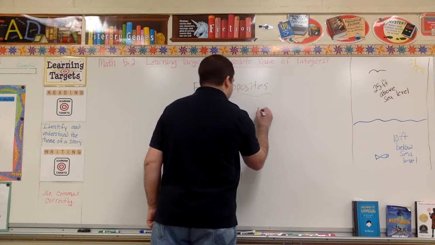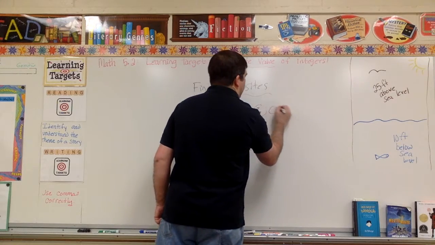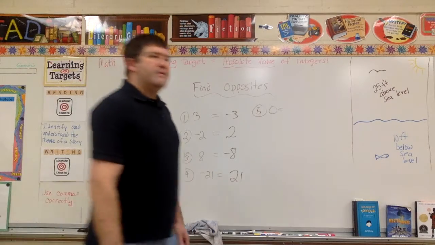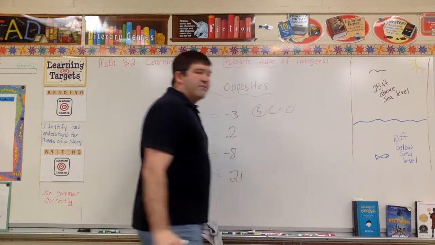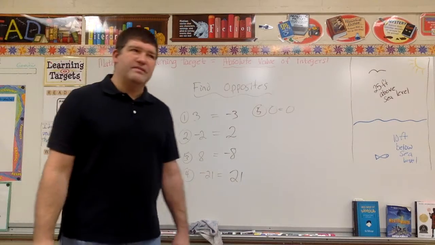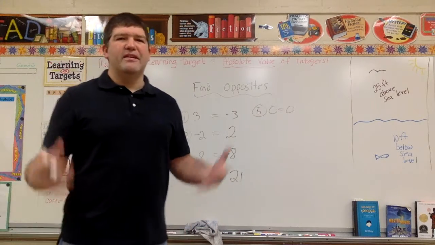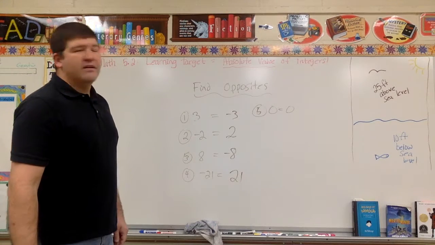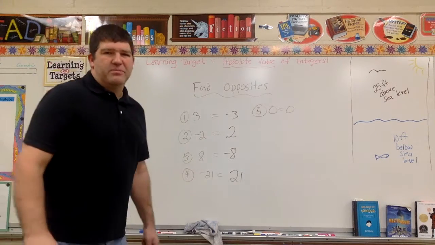What if we would have 0? 0 is an integer. What's the opposite of 0? Well, there's no negative 0, so the opposite of 0 is 0. If I have nothing, I gave nothing. Nothing is nothing. Okay? But here's your finding opposites. Okay. Pretty basic. You should be able to get that.